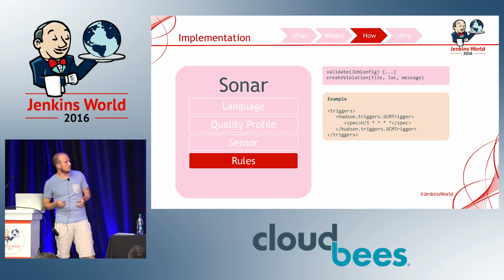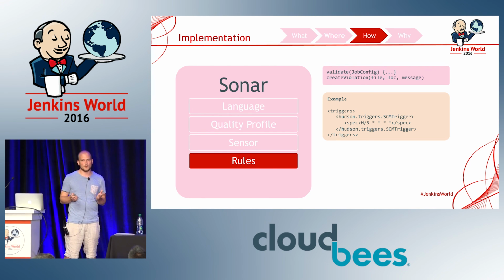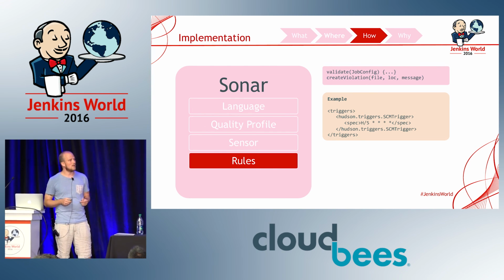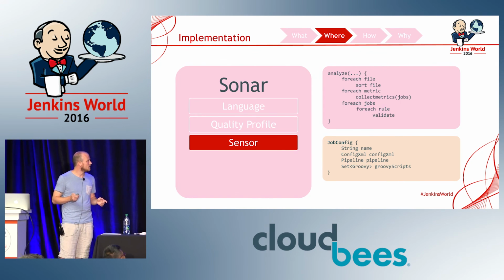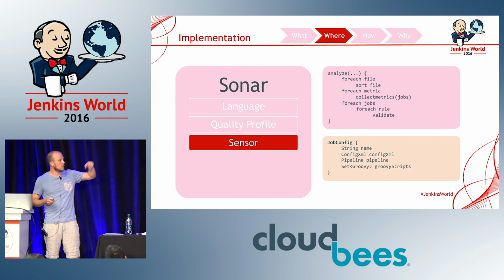Rules, of course. We need to define some rules, the things we actually want to check. There we need to take care of two methods. The first one is the validate method. Oh, actually, I forgot in the slide before. On the sensor, the last thing we do, of course, is run the rules on the jobs.